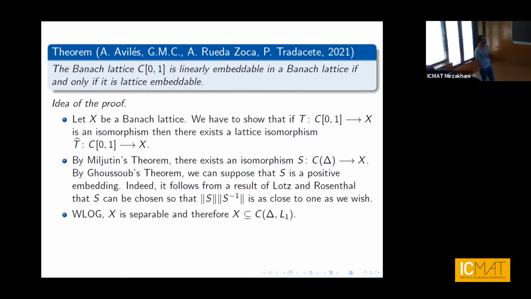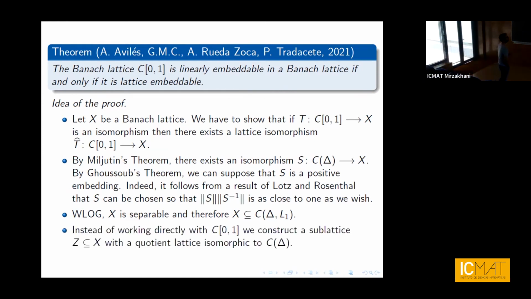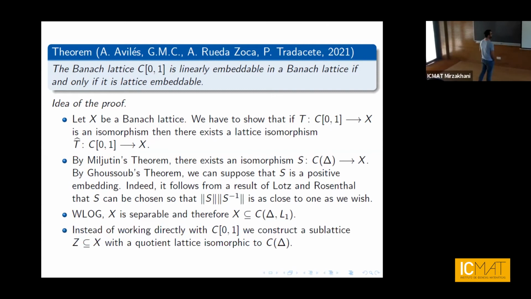So what are we going to do? We are going to try to construct a sublattice of X with a quotient lattice isomorphic to C of the Cantor set. And once we have done this, since C of the unit interval can be lattice embedded into C of the Cantor set, then by the previous result of Packer and Wickstead, it is lattice embedded into it, and therefore into X. That is what we want to prove.